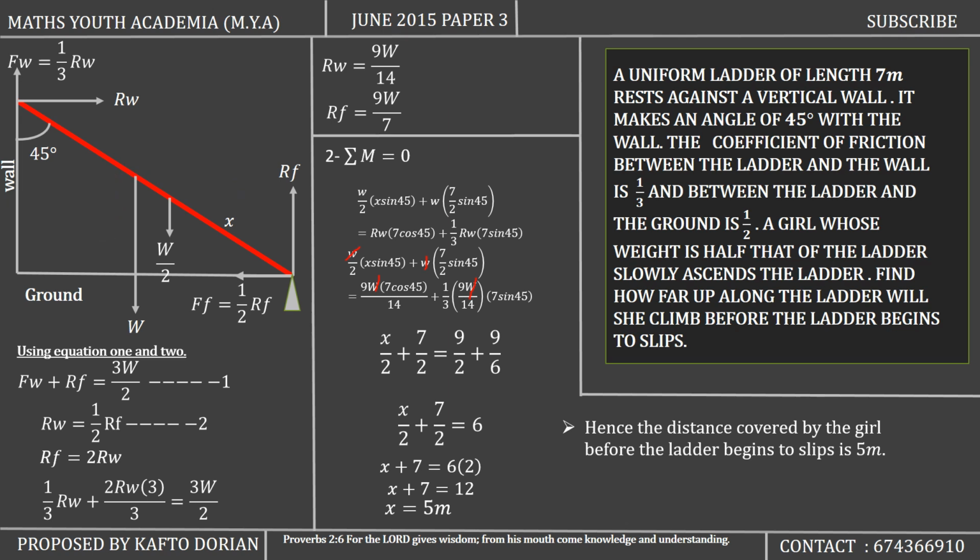Hence the distance covered by the girl before the ladder begins to slip is 5 meters.